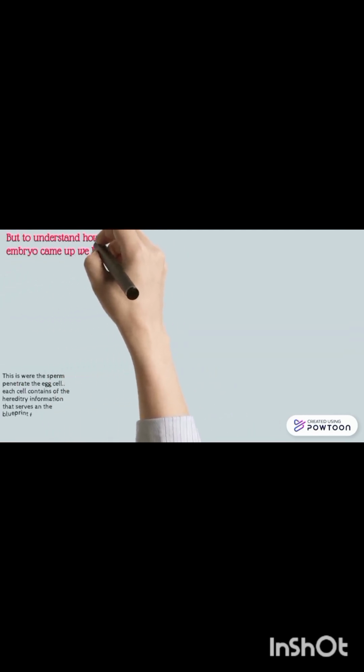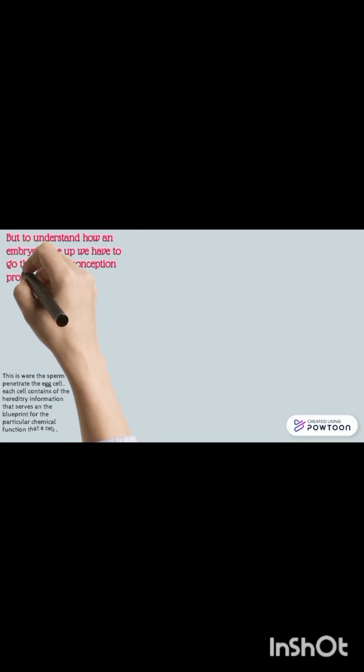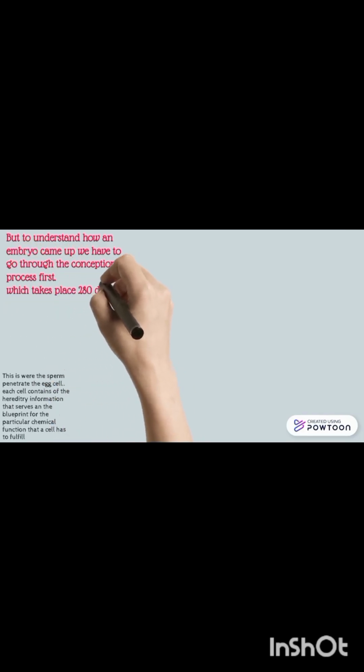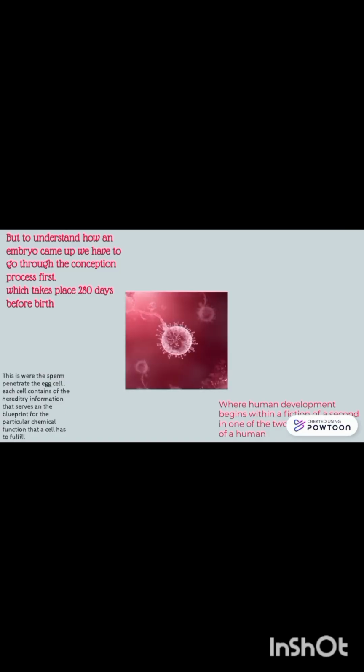But to understand how an embryo came about, we have to go through the conception process first, which takes place 280 days before birth. Conception is the process where human development begins, where a sperm cell from a man joins with an egg cell from a woman to form a single cell called a zygote in the fallopian tube.